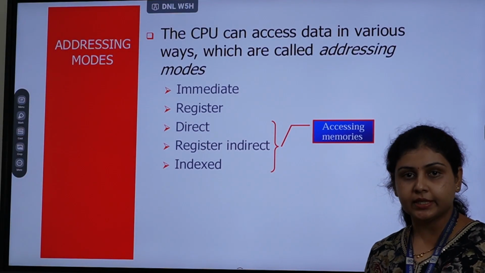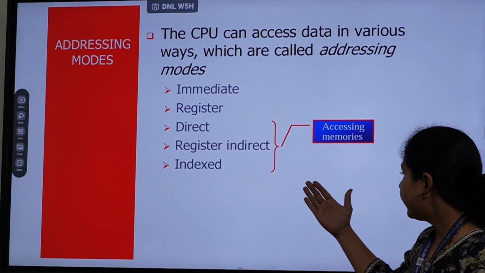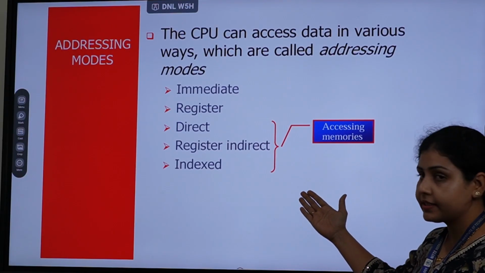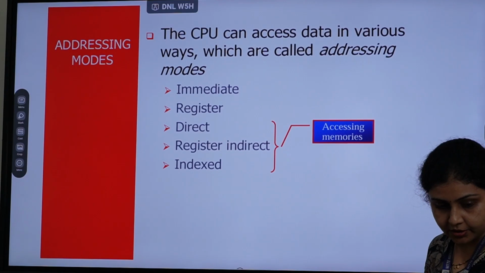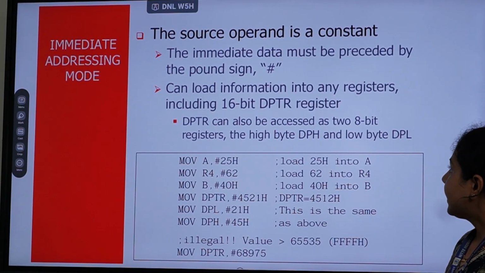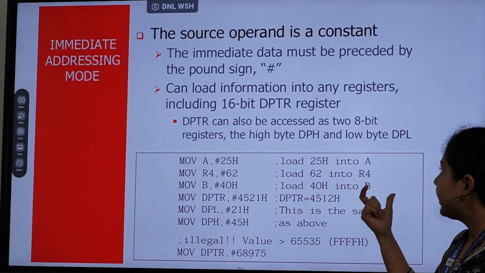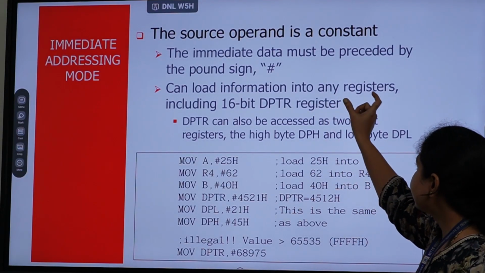So we have different addressing modes in the 8051 microcontroller. That is, we have immediate addressing mode, register addressing mode, direct addressing mode, register indirect addressing mode, and indexed addressing mode. So we will be discussing these different addressing modes. The first one is immediate addressing mode. As I told, it has two operands, source operand and destination operand. In immediate addressing mode, the source operand is a constant.